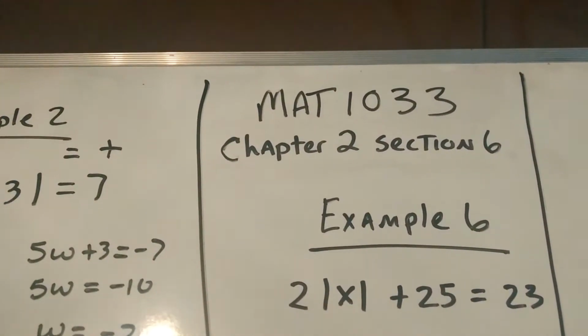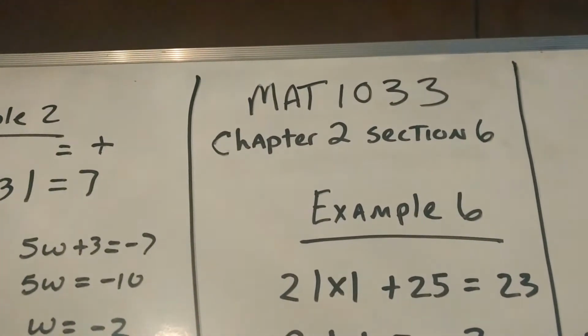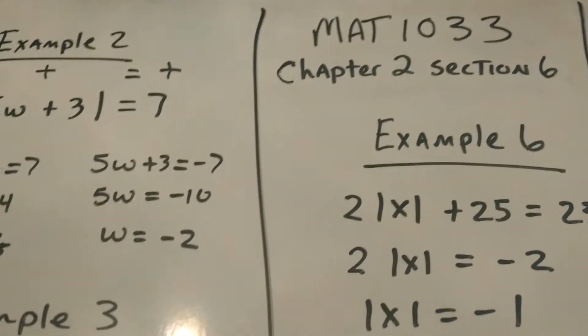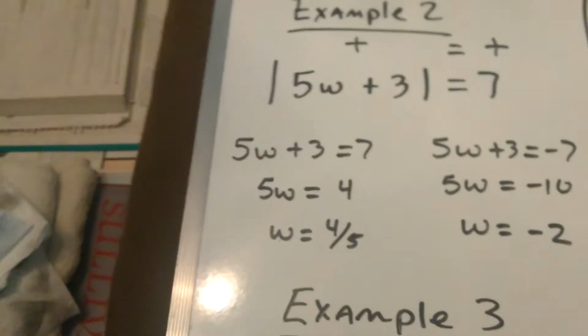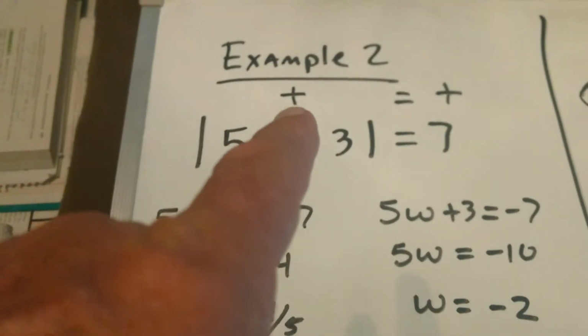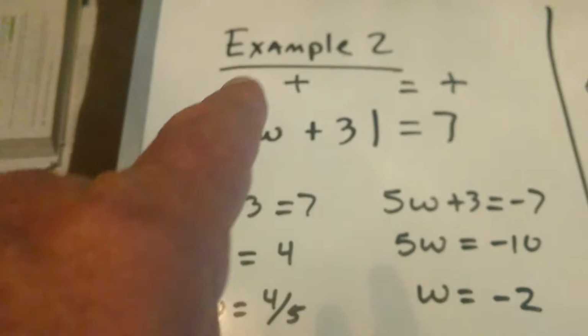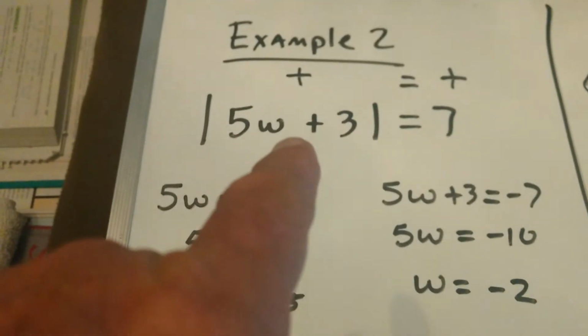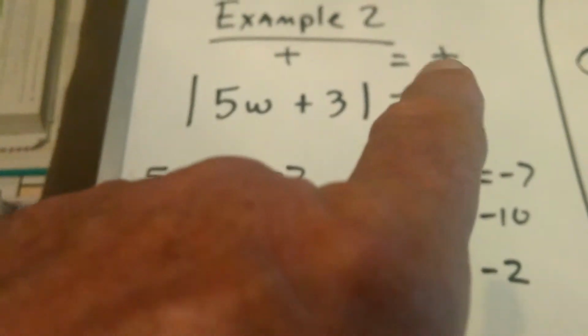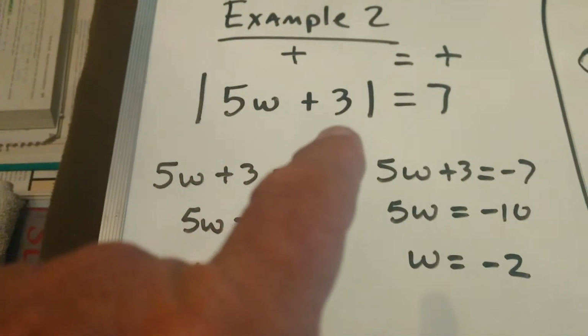At 1033 Intermediate Algebra, Chapter 2, Section 6, which deals with absolute values. First of all, absolute values. The absolute value sign means that it's positive. So this side of the equation has to be positive, which means this side has to be positive. If this side ends up being negative, it's no solution.